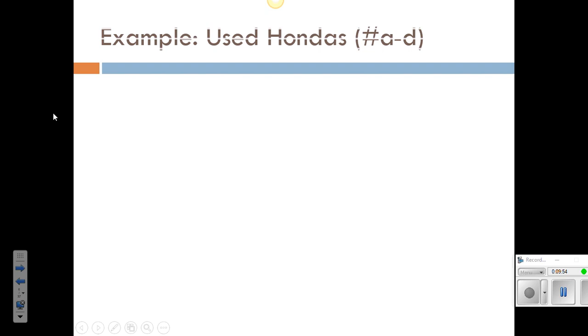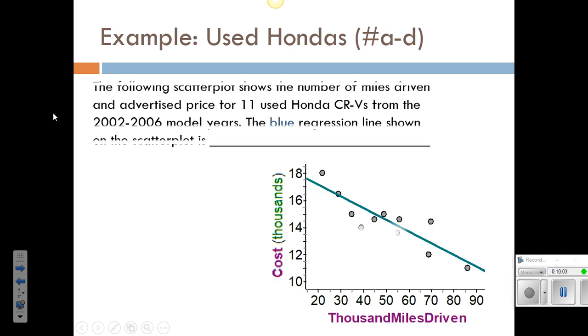Okay. All right, so our example here is going to be about used Hondas. I know you guys are excited about that. Anybody have a used Honda? Do you have a used Honda CRV? No. Okay, well that's what we're talking about.